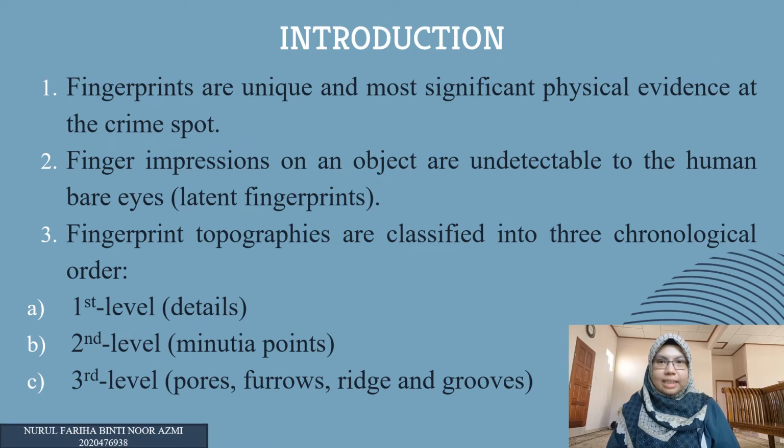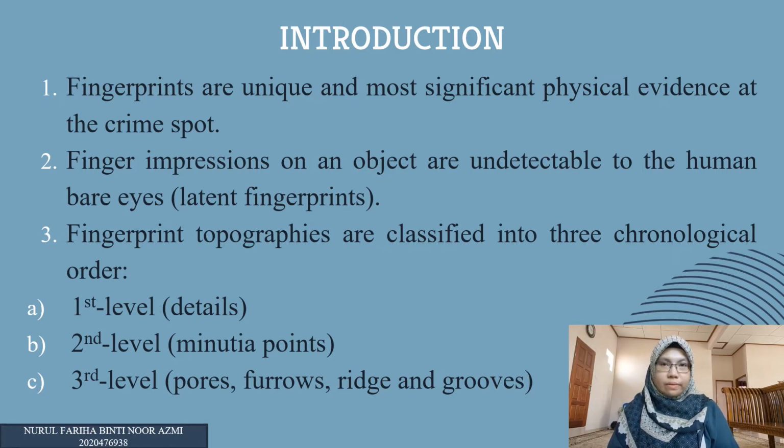In forensic sciences, fingerprints are unique and the most significant physical evidence at the crime spot for identification of a particular person. When a hand comes into contact with an object, the impressions of the ridge patterns of the finger will be left on the surfaces that are touched. In most situations, these finger impressions are undetectable to the human bare eye and are known as latent fingerprints.